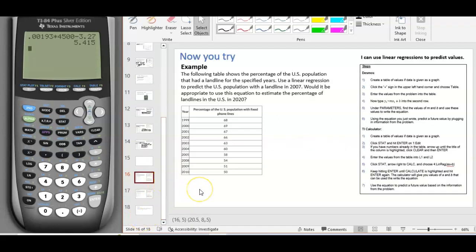Okay, so now you can pause the video and go ahead and try this example on your own. You can choose to do it using Desmos or your calculator. It's just up to you.